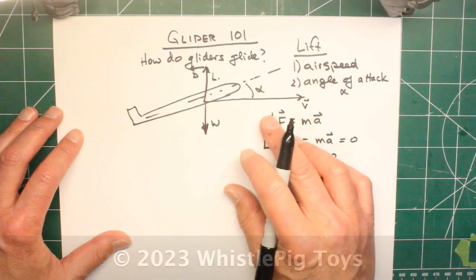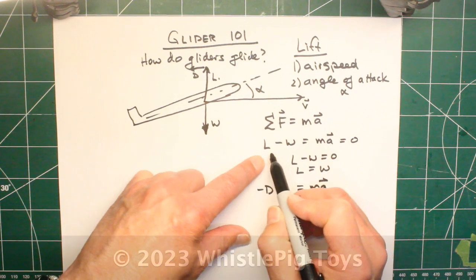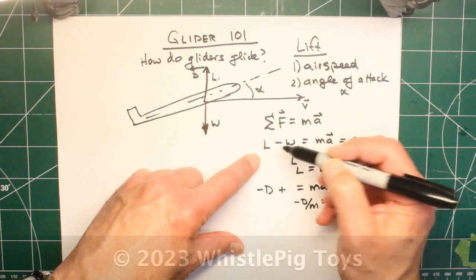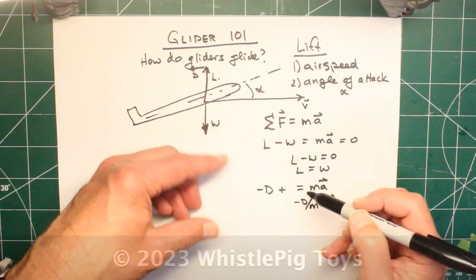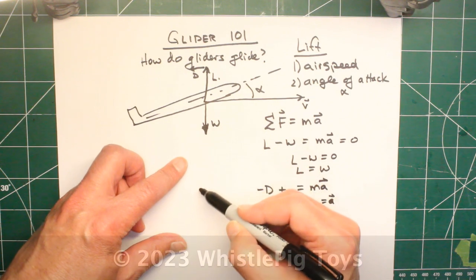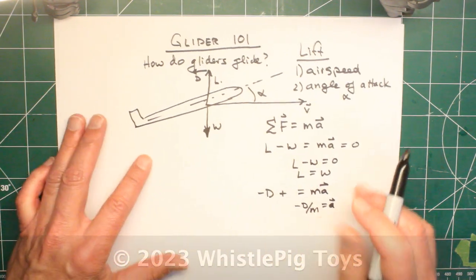If it does that, it's going to start to fall because lift won't be equal to weight anymore. If this gets smaller, lift gets smaller, and the airplane will start to fall. And if the airplane starts to fall, then the velocity starts to increase in this direction, and that makes the airplane fly downwards.